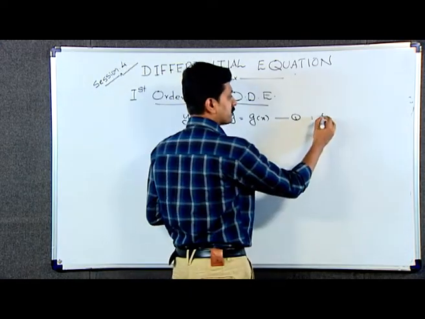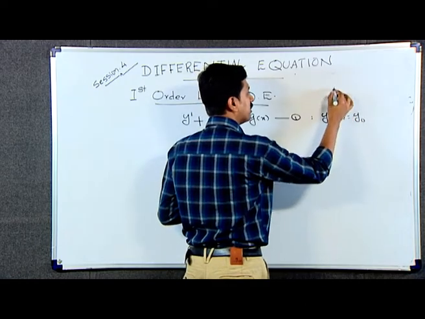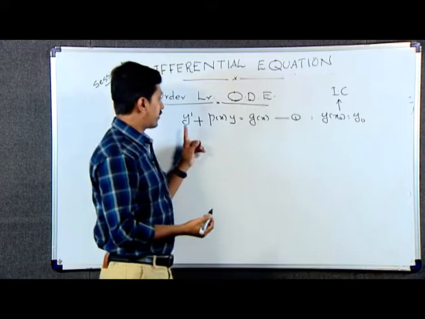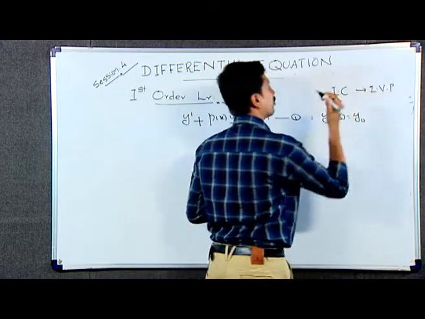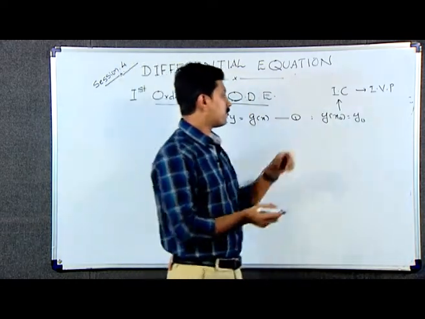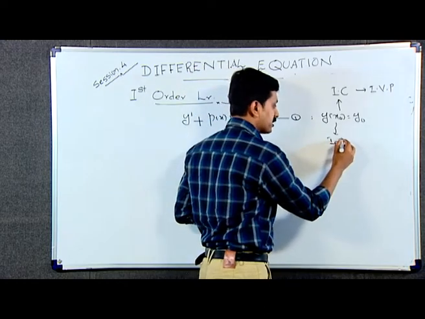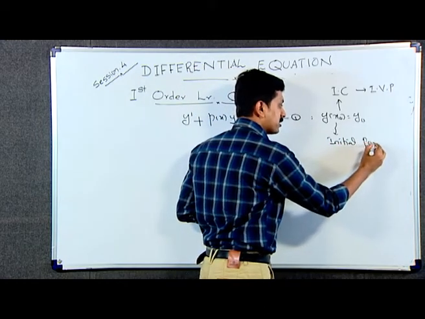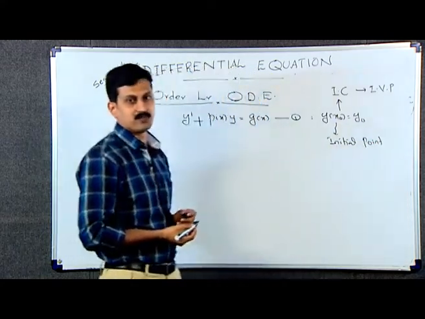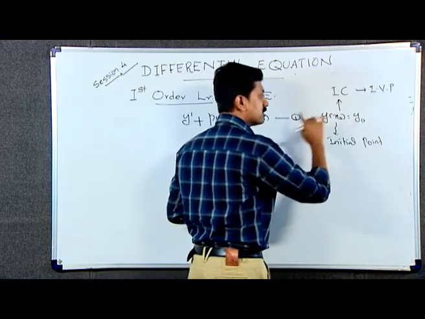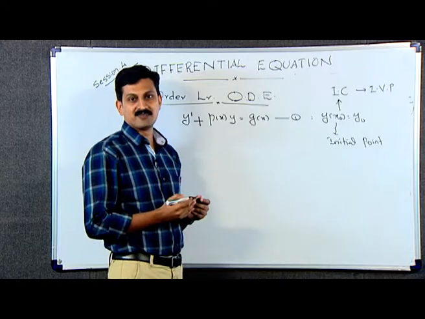If it involves y(x0) = y0, this is what is called the initial condition. A differential equation with the initial condition is called an initial value problem. In an initial value problem, the point x0 is called the initial point. The function value y0 is the value of the function at that initial point. While applying this in the general solution, we can find a particular value for the arbitrary constant c.